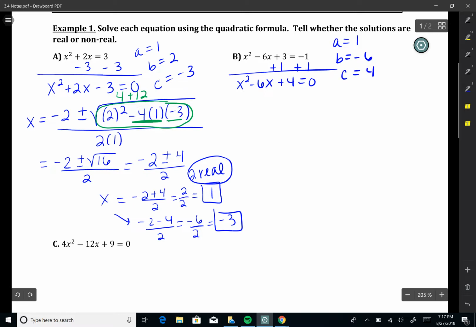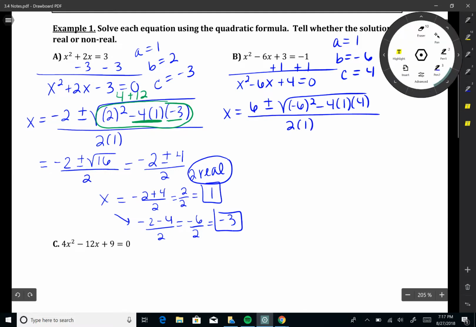Now plugging this into my formula, x equals the opposite of b, which would be a positive 6, plus or minus the square root of b squared, negative 6 squared, minus 4 times a, which is 1, times c, which is 4. All divided by 2 times a, 2 times 1. Again, like I did in the first one, I always do what's under the radical first. So under my radical, I have a negative 6 squared. Regardless of what your sign is, when you square, it's positive. So positive 36. Then I have a negative 4 times 1, which is negative 4, times 4, negative 16. 36 minus 16 is 20. So what I have here is 6 plus or minus the square root of 20, and that's divided by 2.